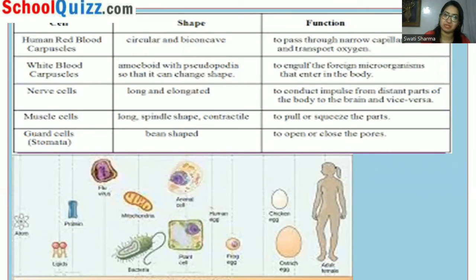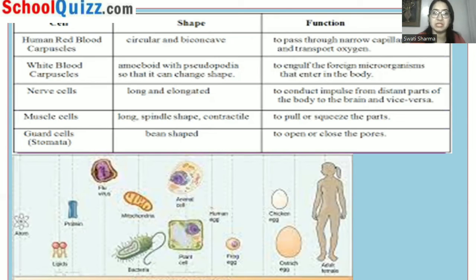Then come nerve cells, which are long and elongated to conduct, and the function of nerve cells is to conduct impulses from distant parts of the body to the brain and vice versa. Suppose we touch a hot pan and feel the warmth and remove our hand. The signal goes from the nerve cells to our brain, and our brain signals us that this object is hot and can harm us, so we should remove our hand from it. In that way, nerves help in signal conduction.